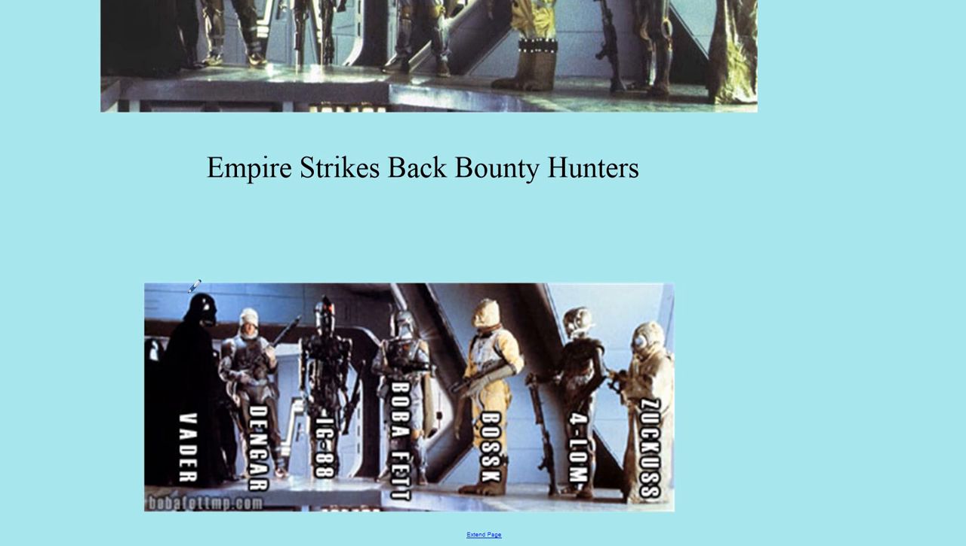And so there's Darth Vader. This is Dengar, IG-88, Boba Fett. This guy is Bosk. He's wearing, for those of you Whovians, an old Doctor Who costume. Forlom and Zuckuss, and all of these guys have had stories written about them. They're all legends now.